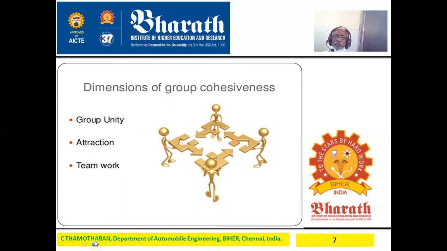And the dimensions of group cohesiveness: group identity, attraction, and teamwork, and group unity. Just see this one group. See the image: group identity. How are they going to attract? Attracting each other, and we need teamwork. Okay, so group unity first of all.